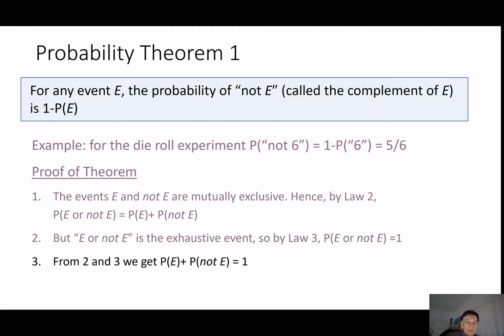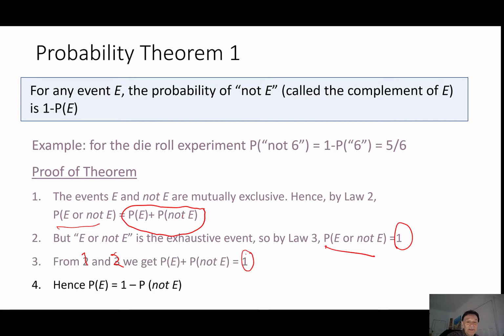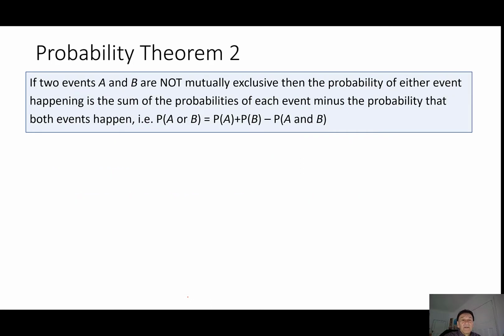Now, this should be from 1 and 2, of course. From 1 and 2, we get that the probability of E plus the probability of not E is equal to the probability of E or not E, but we know that this is also equal to 1, so we can say that the probability of E plus the probability of not E is equal to 1. If we simply rearrange these to that side, then we get: the probability of E is 1 minus the probability of not E. And there's a theorem.